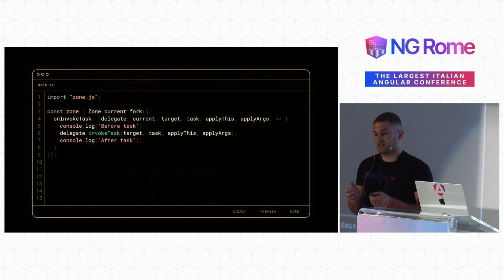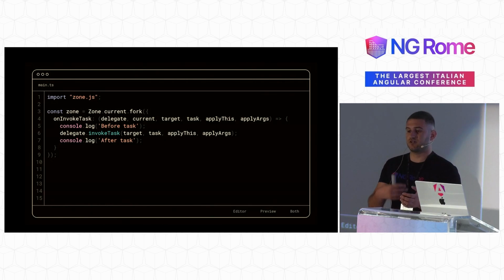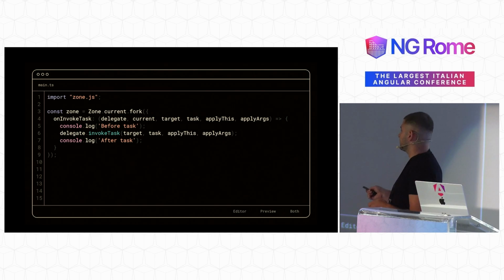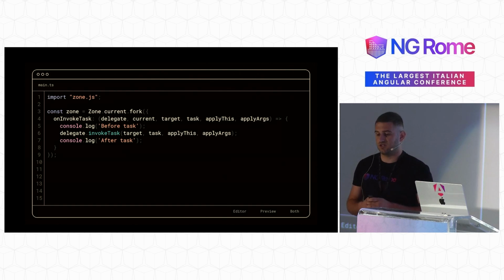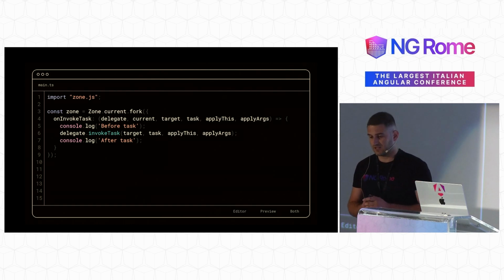Then what we can do is, because the first import, let's say, patched the browser, fork some kind of zone that it has now. So fork the execution context so we can create our own and extend it. And what I've done here is that I console log before the task, then I delegate: I run invoke task from the delegated, let's say from the previous zone that I had. Then I console log again after the task has been run.